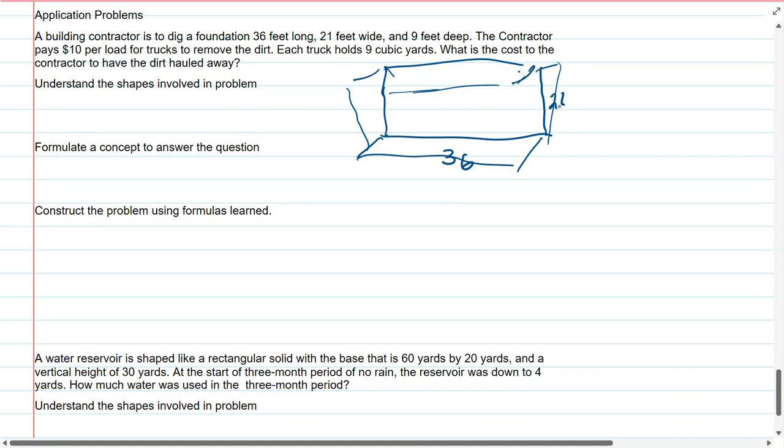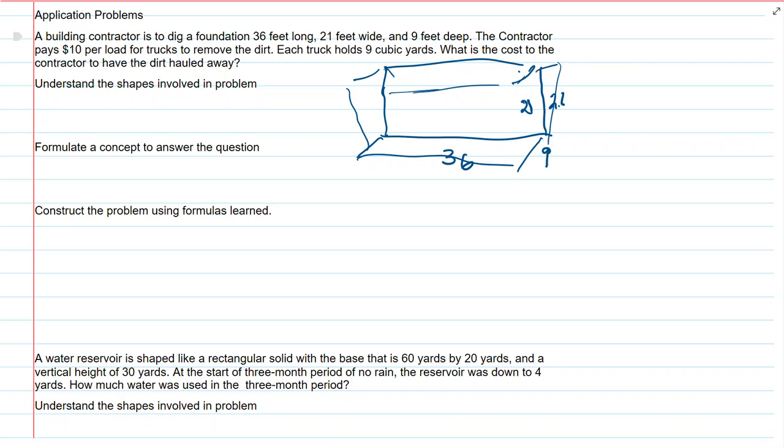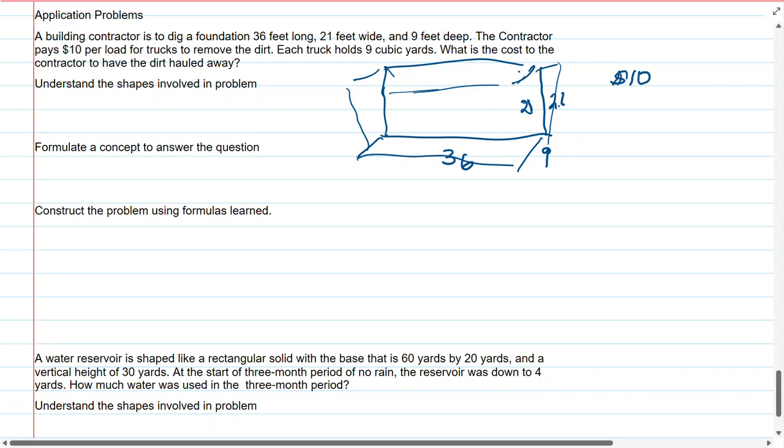So our first thing is 36 feet, and we know 3 feet equal 1 yard. And then we have 21 feet, 1 yard. And last one is 9 feet, and 3 feet equal 1 yard. So what happens here is that the feet cancel and we end up with yards. And there we go. So now we're going to do the math.